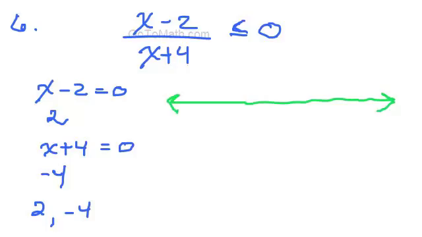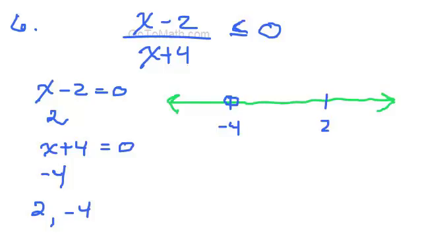Just like we did in the previous problem with just the polynomial, we're going to do our graph, and we're going to plot our zeros, negative 4 and 2. Now there's something you need to keep in mind here. We can't use negative 4 since it's in the denominator, because you can't divide by 0. So I'm going to put an open circle right here. We're going to work several of these problems so you'll understand what's going on.